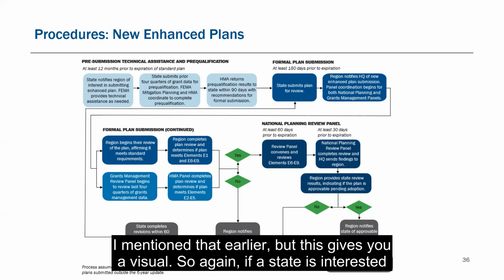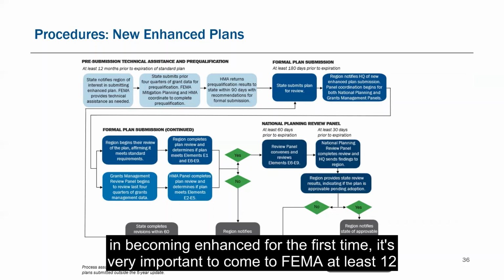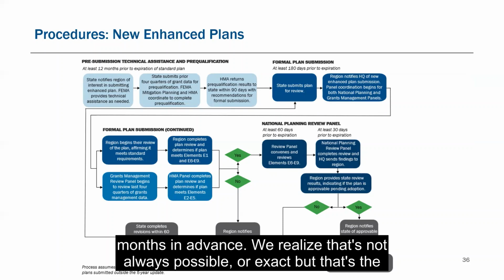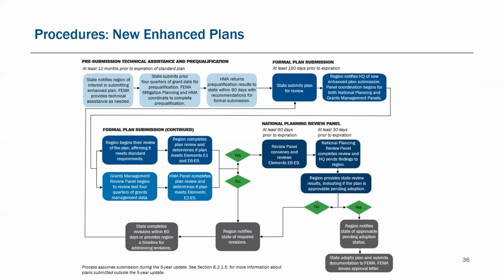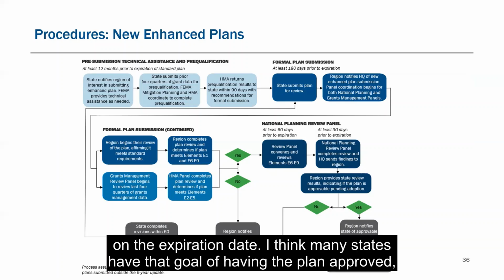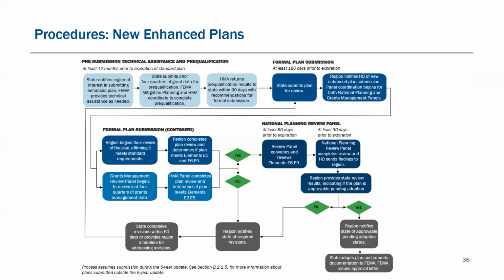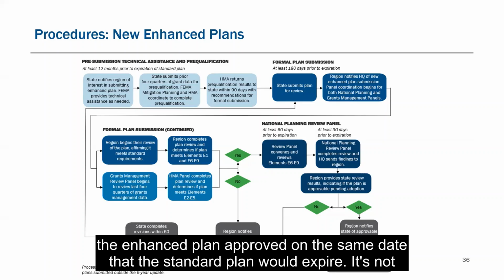So again, if a state's interested in becoming enhanced for the first time, it's very important to come to FEMA at least 12 months in advance. We realize that's not always possible or exact, but that's the guideline. And this guideline is based on having the enhanced plan approved on the expiration date. I think many states have that goal of having the enhanced plan approved on the same date that the standard plan would expire.